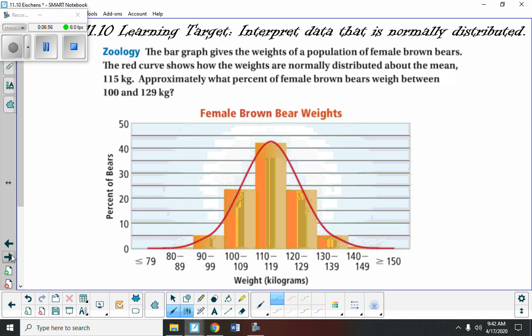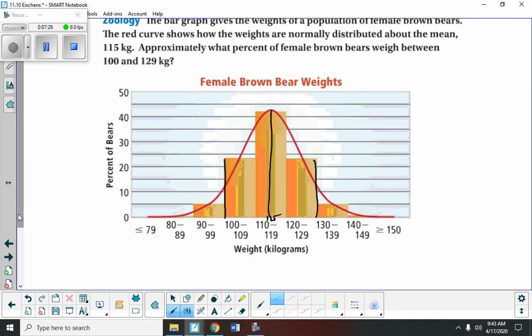Next one: a bar graph gives the weights of a population of female brown bears. The red curve shows how the weights are normally distributed about the mean at 115. So the mean, let's see, it's right here. The mean is 115. Approximately what percent of the female bears weigh between 100 and 129? So 100 starts right here, and 129 goes up to right here. So the number of bears you have between those two limits would be, from here to here, about 23%.